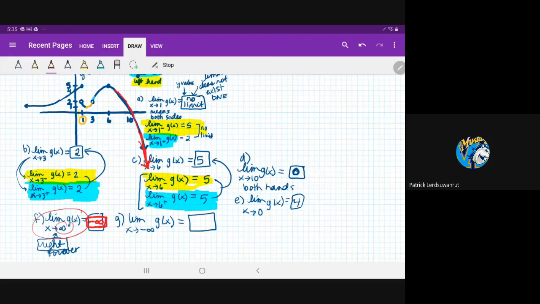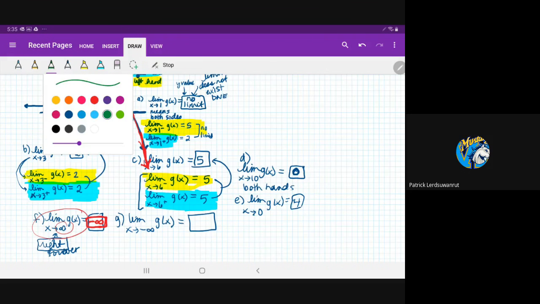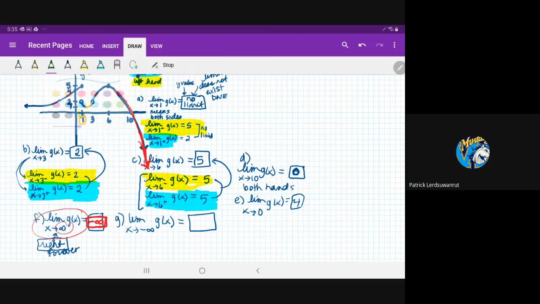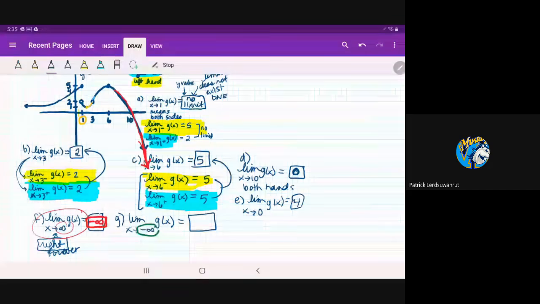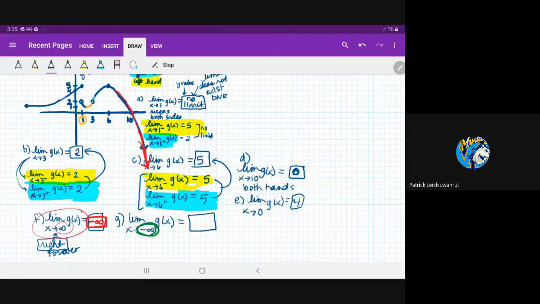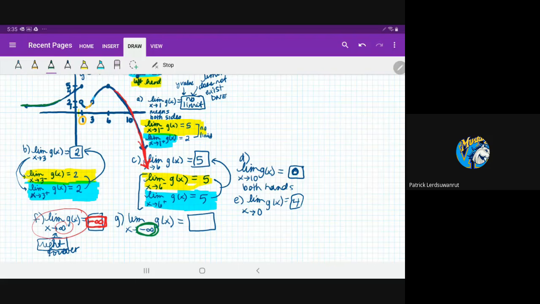Now what about, let me change colors here. Let's do green. That's my favorite color, actually. What if I'm approaching negative infinity? So negative infinity, I'm like over here at -3, -4, -5, -6. So what's happening to my y value? Yes, except mine is a different spot. So here, look at mine.